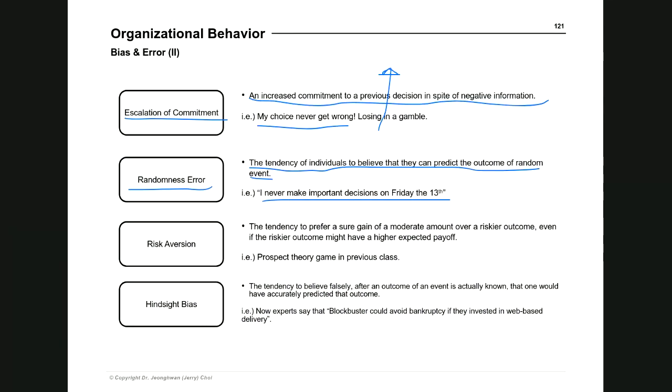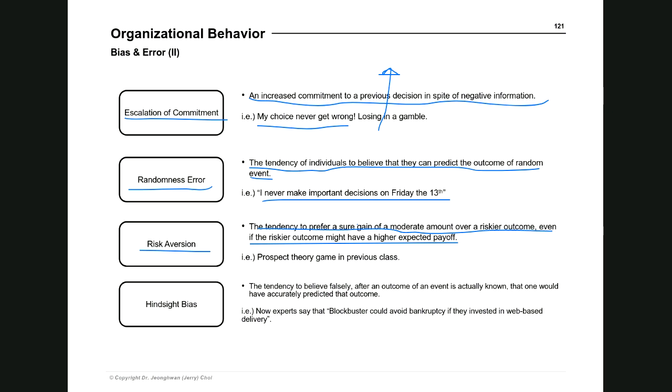Okay. And the next one is risk aversion. Absolutely, you understand prospect theory. The tendency to prefer a sure gain of a moderate amount over a riskier outcome, even if the riskier outcome might have a high expected payout. So we want to avoid risk, and negativity is stronger than positivity. We think loss over gain. That's risk aversion. That's prospect theory.